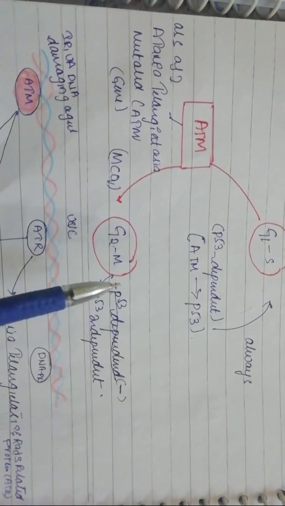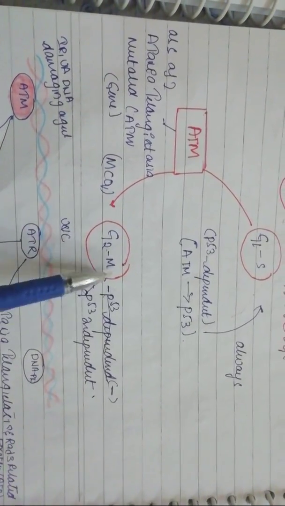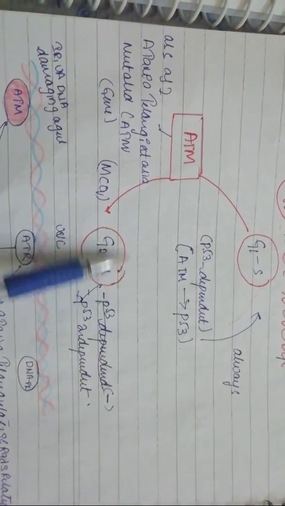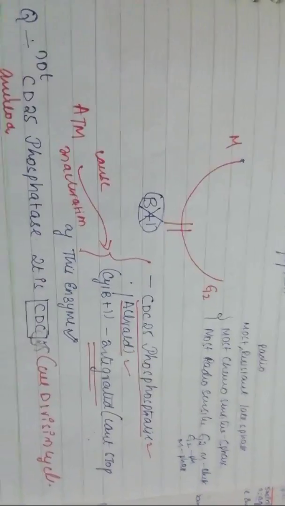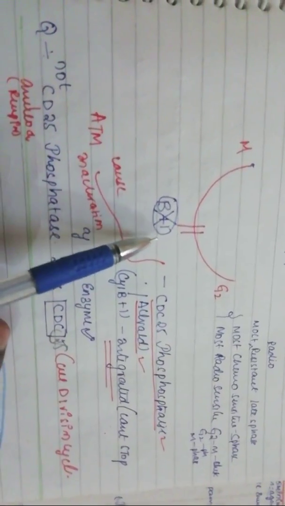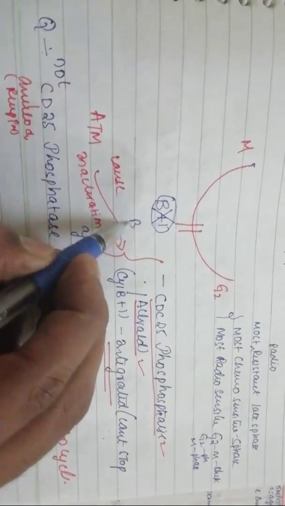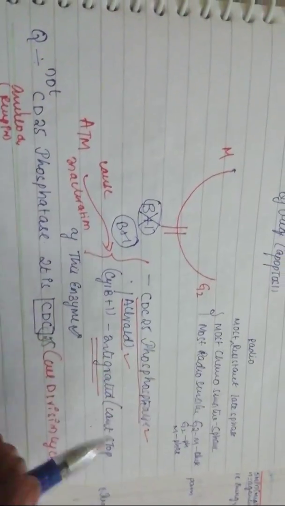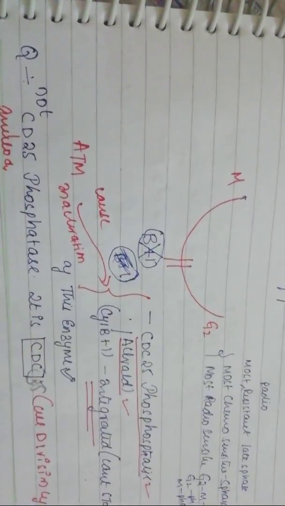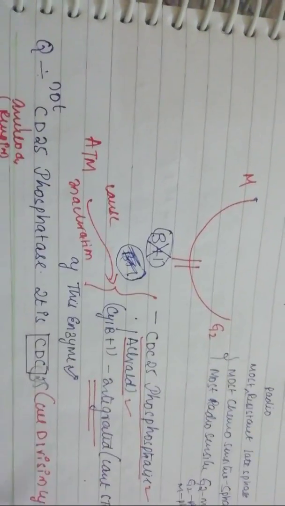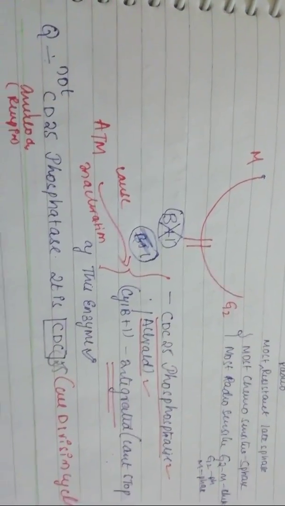So let us understand how the action goes on with this P53 independent mechanism. Let us understand the basic concept here. This is the G2 phase and this is the M phase. The checkpoint here has cyclin B plus CDK1. Let us understand what is happening at this second checkpoint, which is P53 independent.